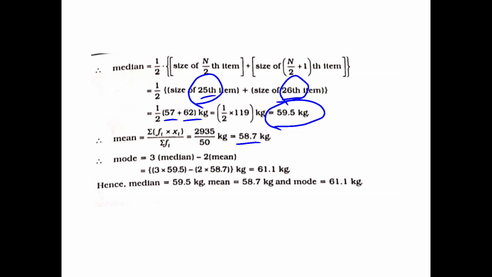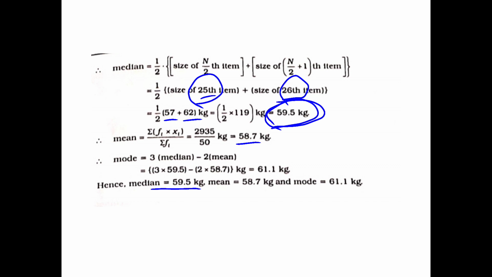Now we have to substitute the mean value and median value. What is the formula for mode? 3 into median minus 2 into mean. The median value is 59.5 and the mean value is 58.7. So we multiply 3 into 59.5 and 2 into 58.7, and on subtracting we get the answer 61.1 kg.